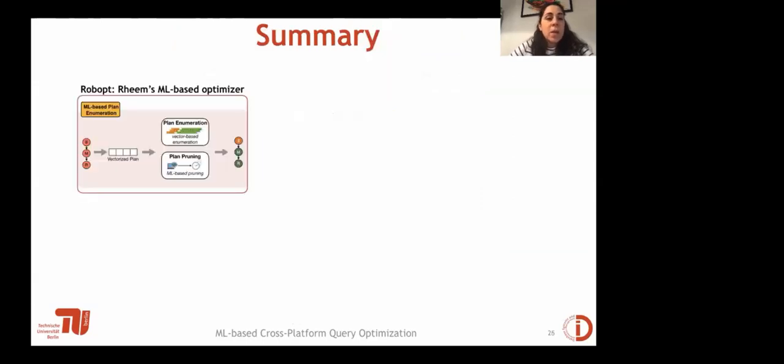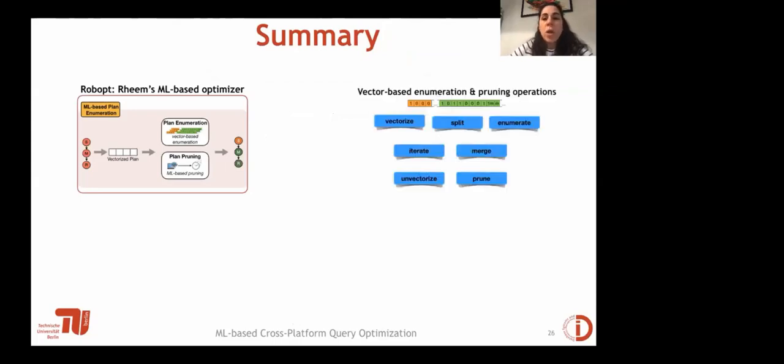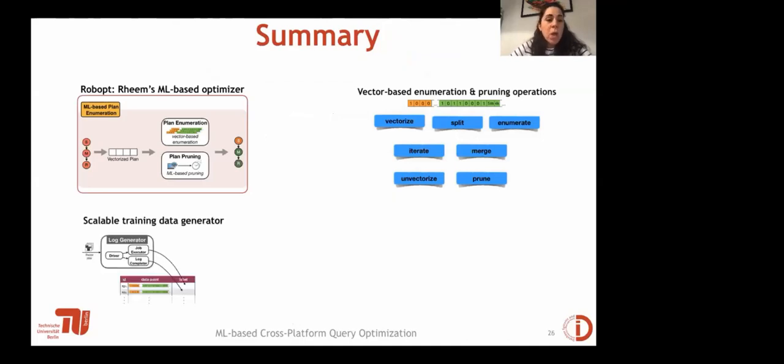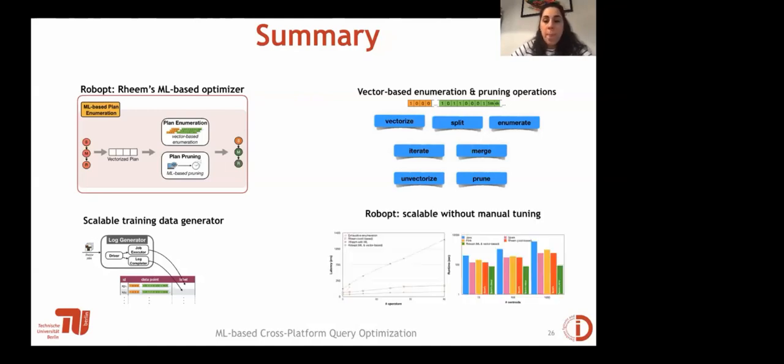So to summarize, Robopt, Rheem's ML-based optimizer, is heavily based on vector-based plan enumeration. We have defined a set of fine granular enumeration and pruning operations. We also provide a scalable training data generator that uses interpolation to avoid executing all the jobs. And with this, we obtain an optimizer that is both efficient and scalable and does not require any manual tuning.